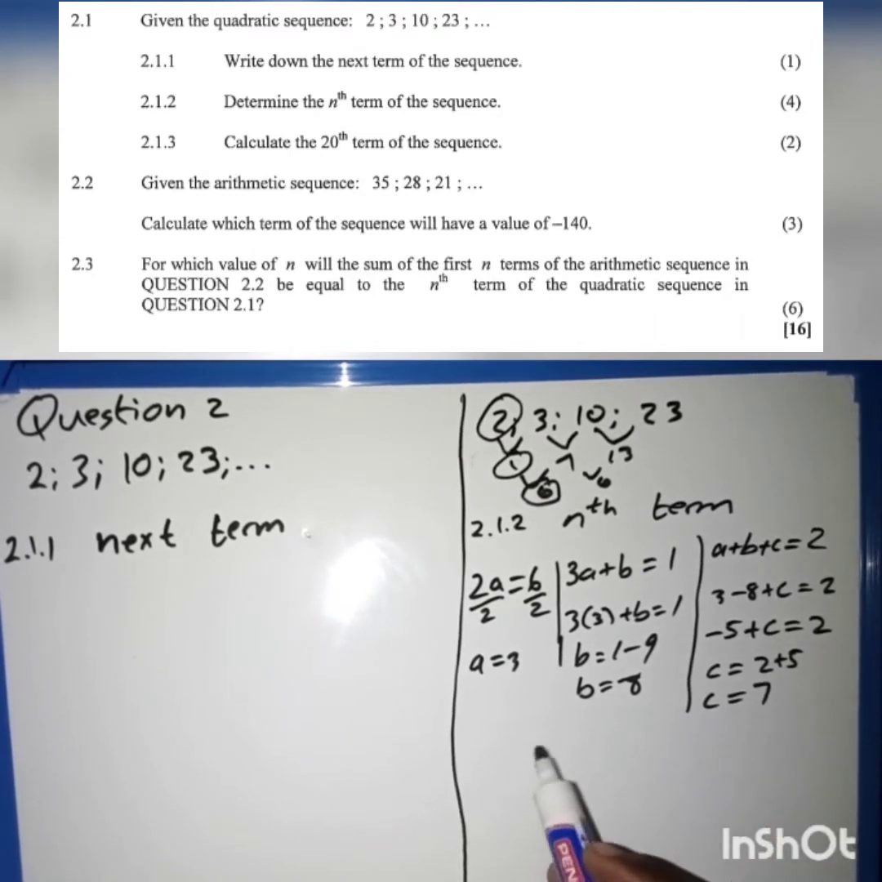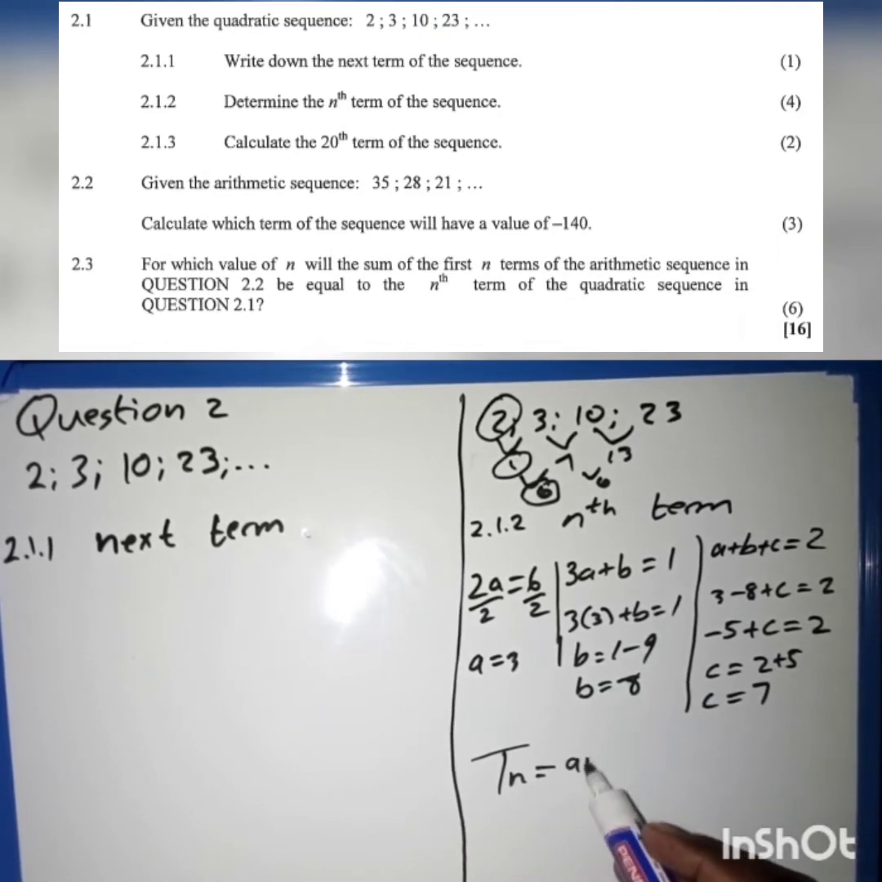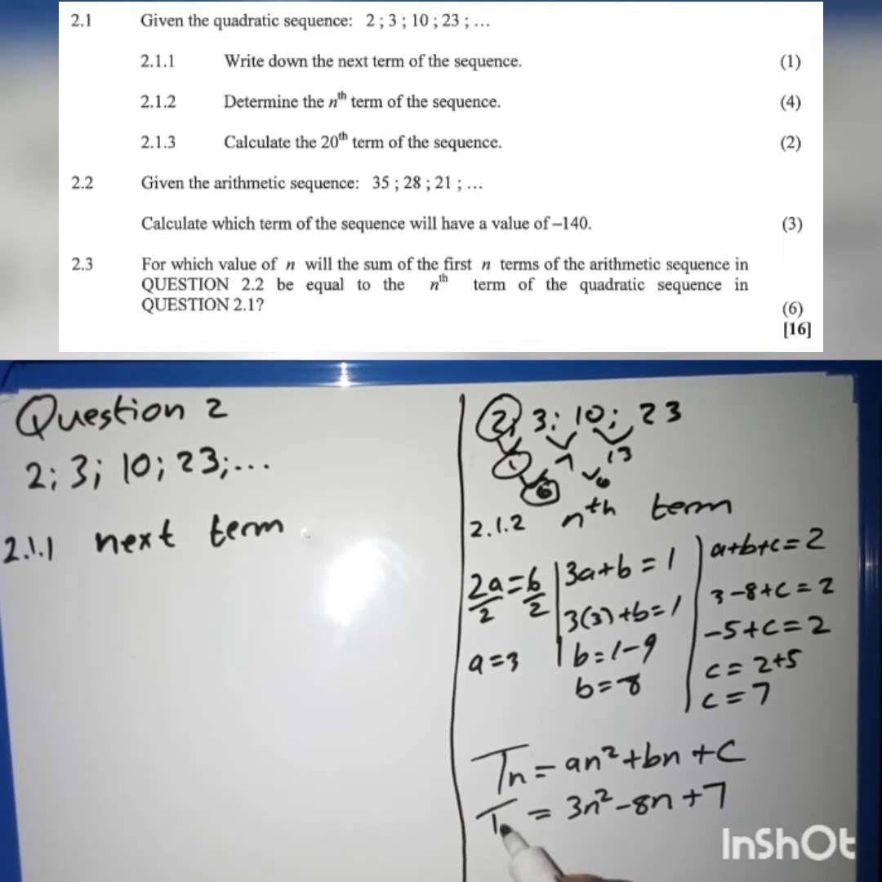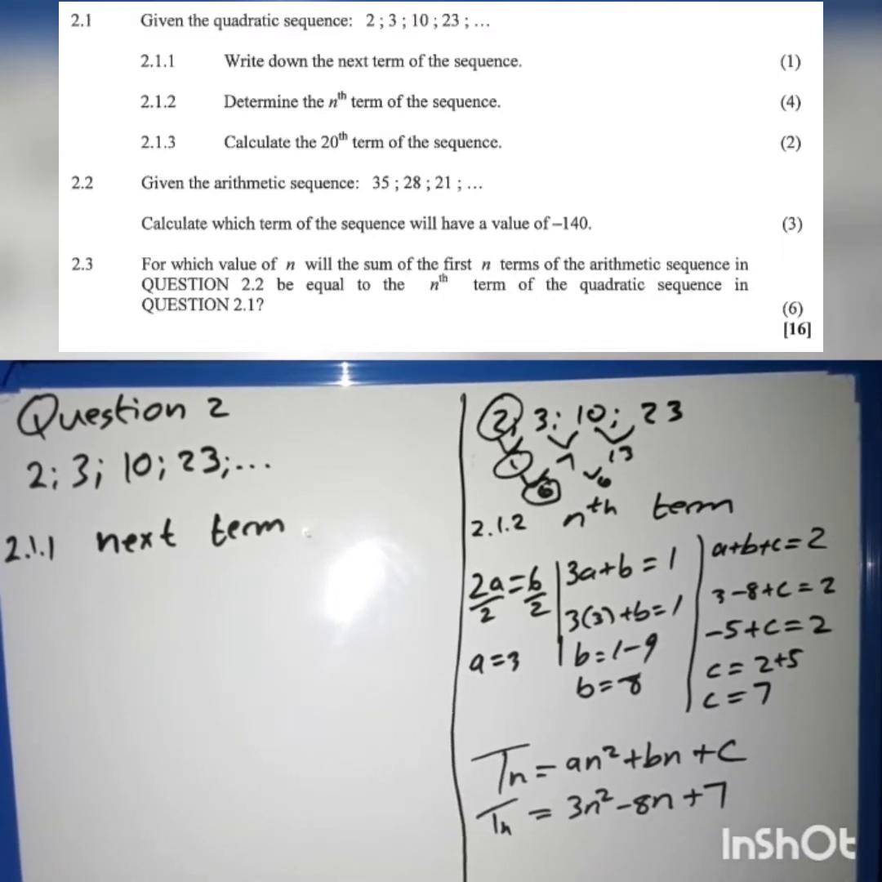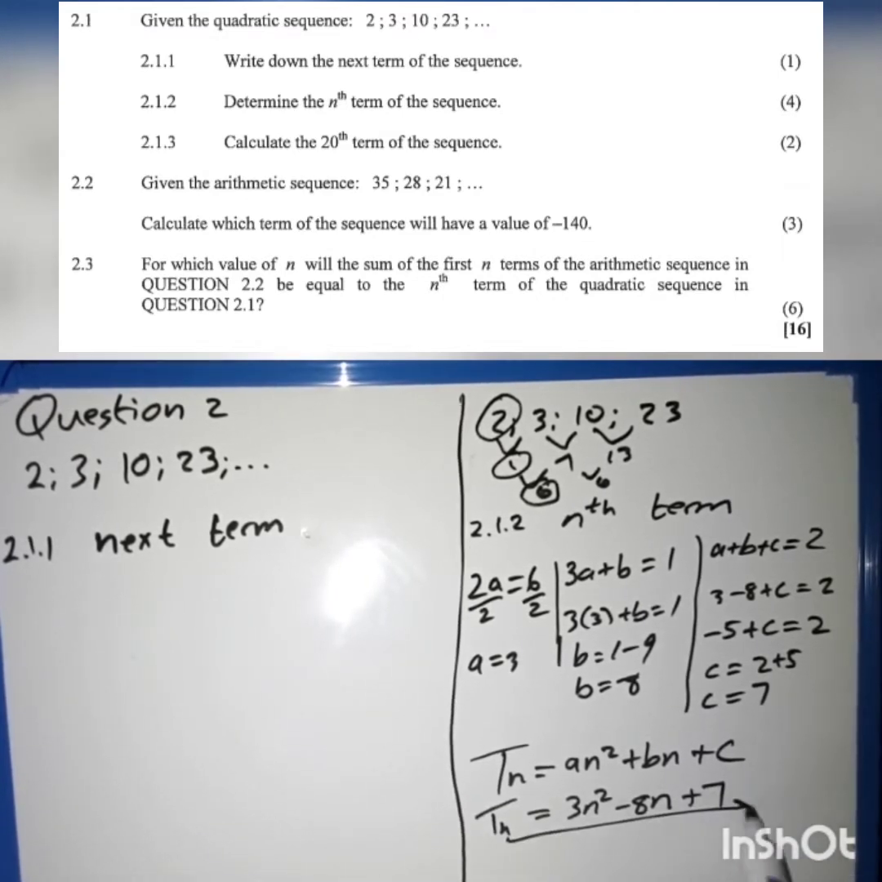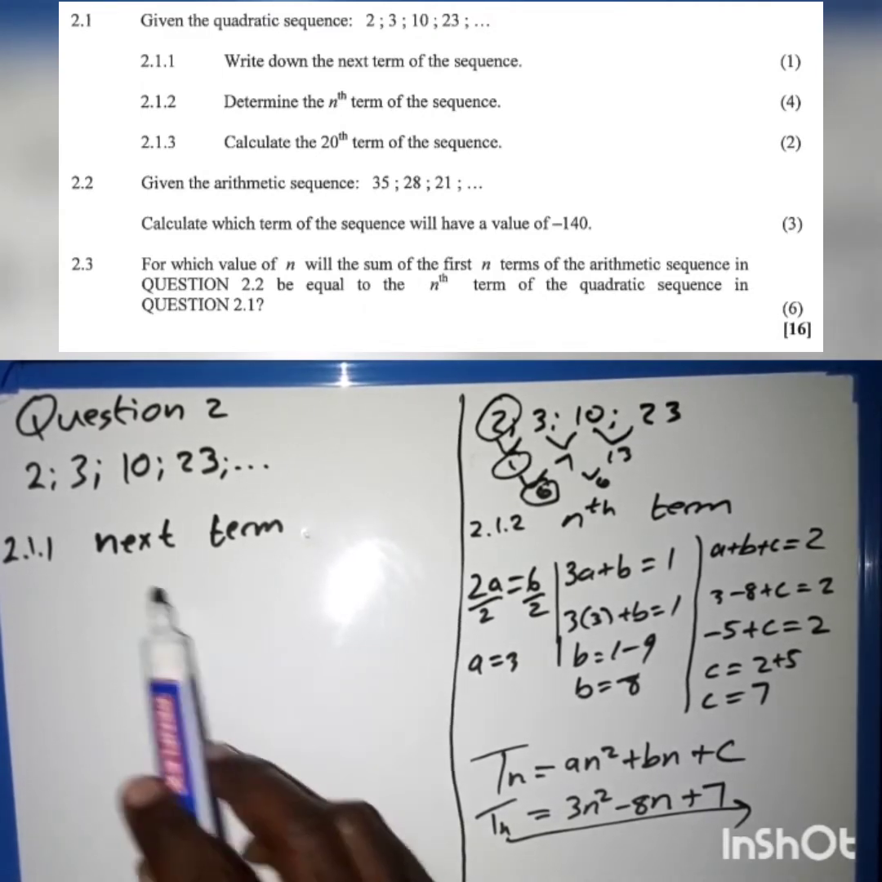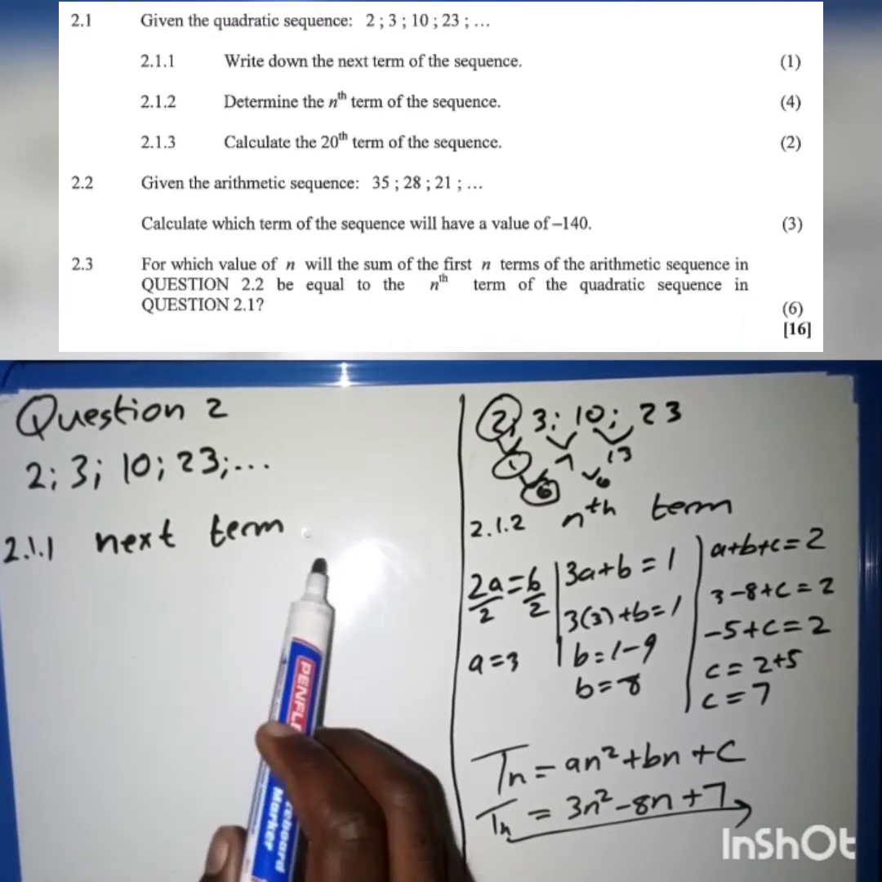So my formula, my nth term, will be Tn is equal to an squared plus bn plus c. So my A is 3n squared, my B is negative 8n, my C is plus 7. So this is Tn. So that's my formula there. Done. Now, the next term, they say 2.1.1, they say calculate the next term.